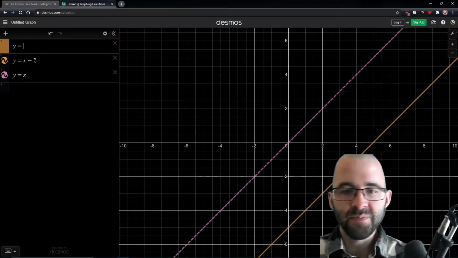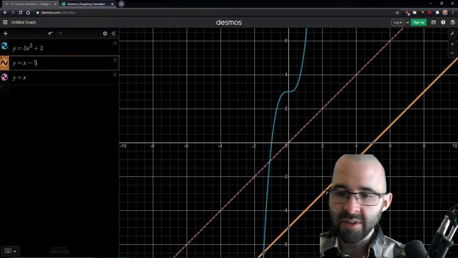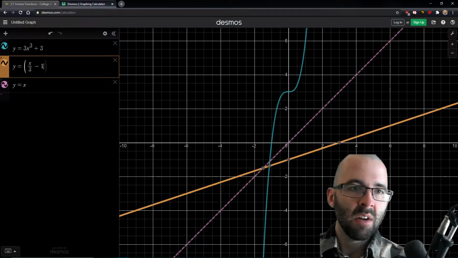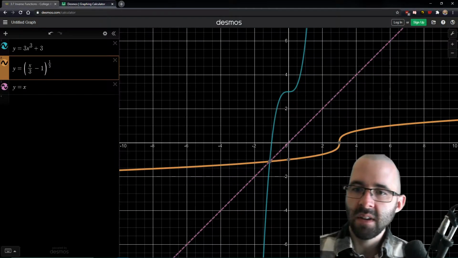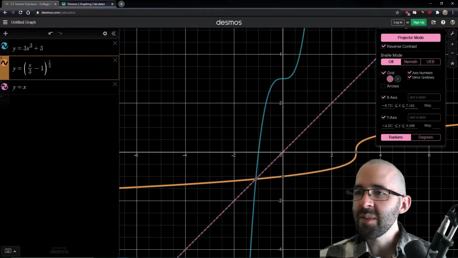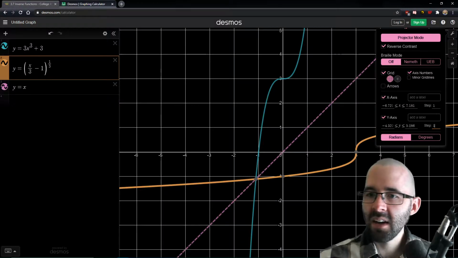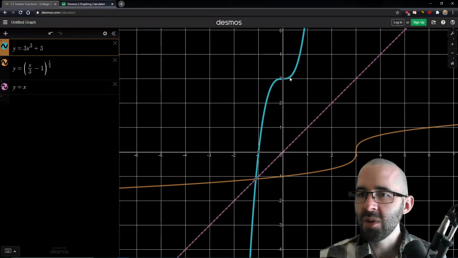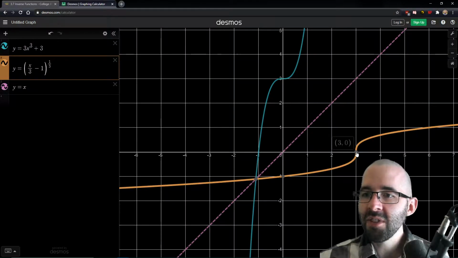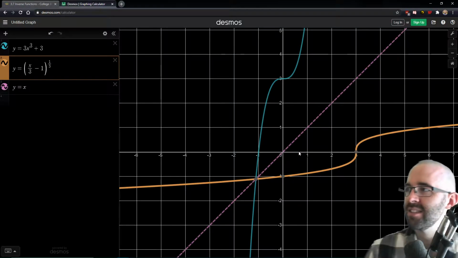Let's look at another one that we found. We said 3x cubed plus 3. We said that inverse function was the cubed root of x over 3 minus 1. Whoa, this one looks pretty cool, right? This is the same exact thing that we have before. Notice how the blue graph, the main function, is just a reflection of the gold graph, the orange graph. They're the same thing. We got that symmetry about this line.